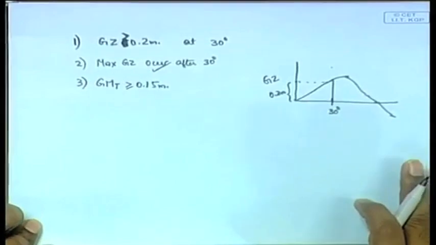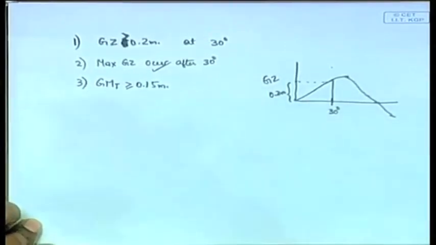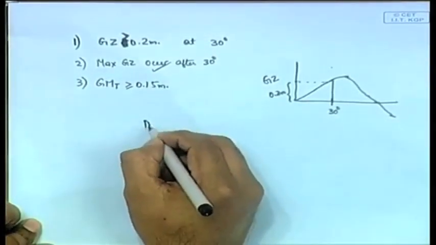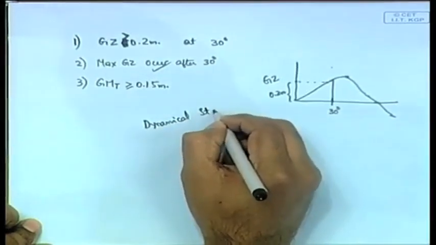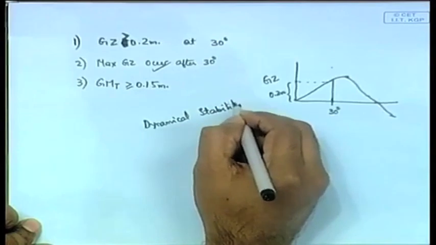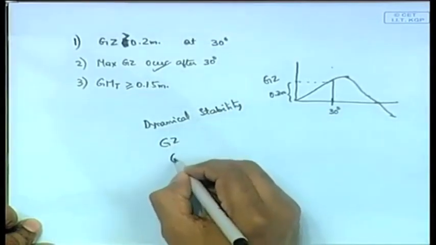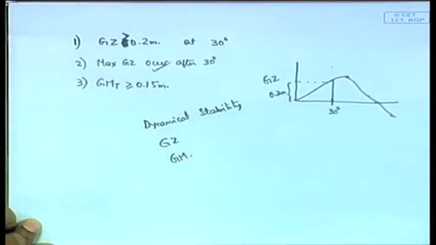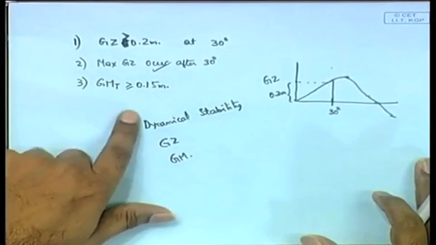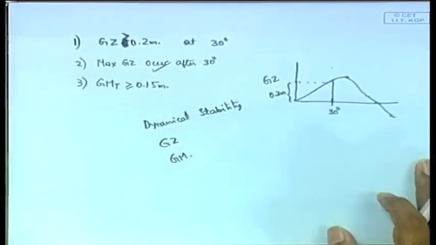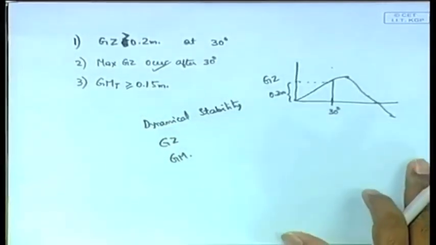So, these are rules related to the dynamical stability, related to GZ and related to GM. So, 3 sets of rules that are important. As I said, you have to really learn by heart these numbers, 0.2 and 0.15, 0.03 and all that, you have to remember.